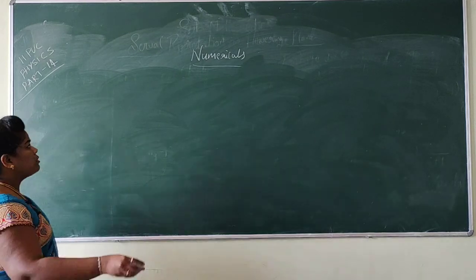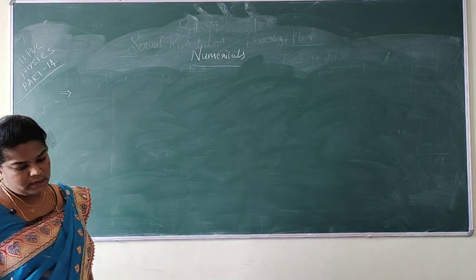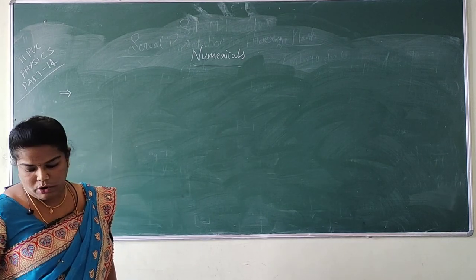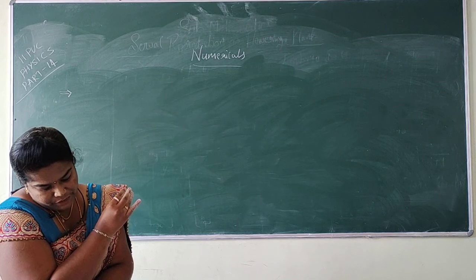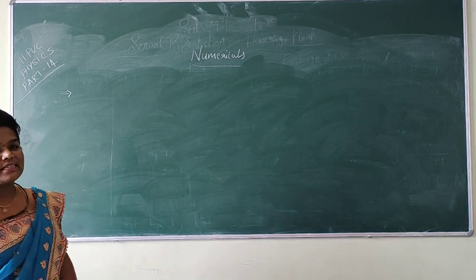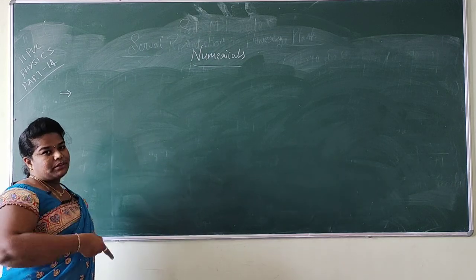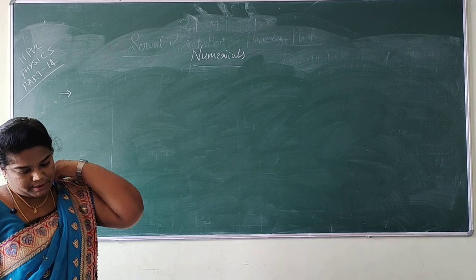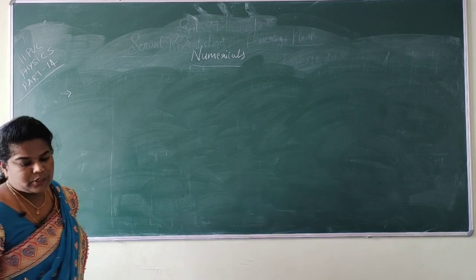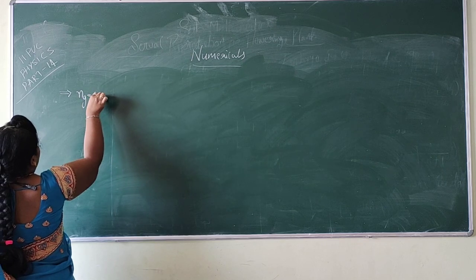Now let us try to solve it, my dear students. Here we have an equiconvex lens. Equiconvex means the radius of curvature of one surface is equal to the radius of curvature of the other surface, so R1 and R2 are the same. The refractive index of the lens is 1.5.